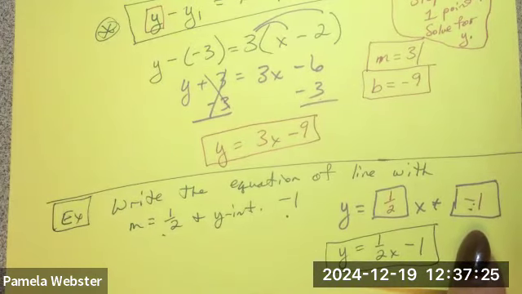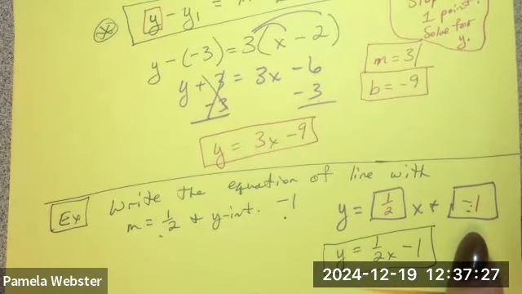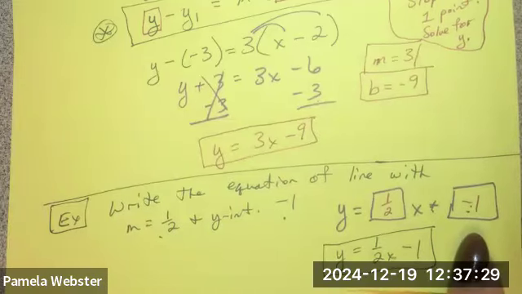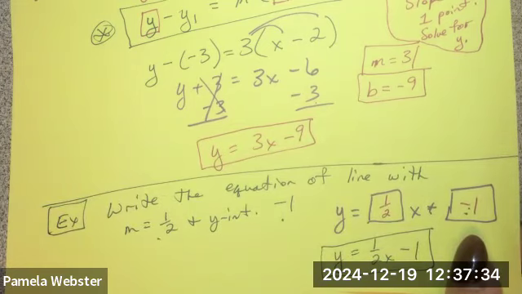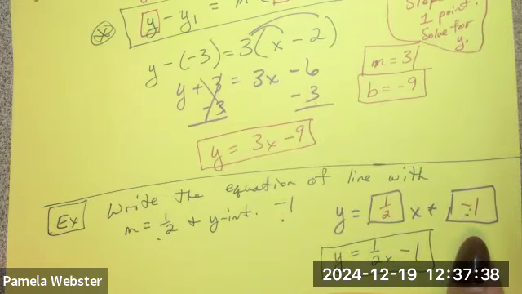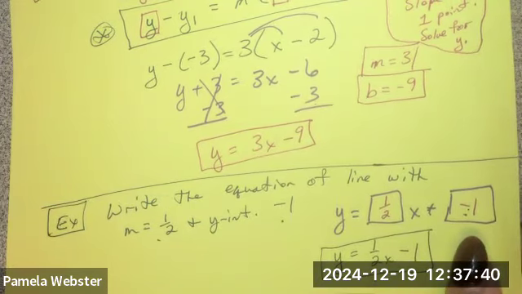Let's see. I think one more example and then I'll just set you loose. Oh no. Yeah, maybe two more examples. We'll see. All right, and then I'll just set you loose on the homework so that you can do it. Okay, so maybe one. We'll see.